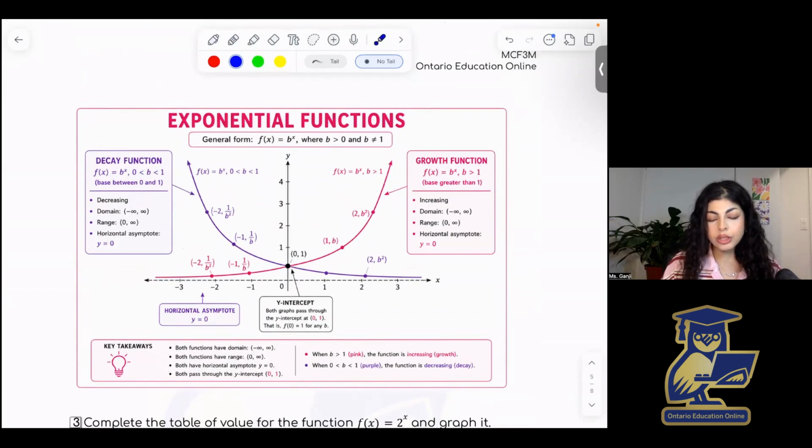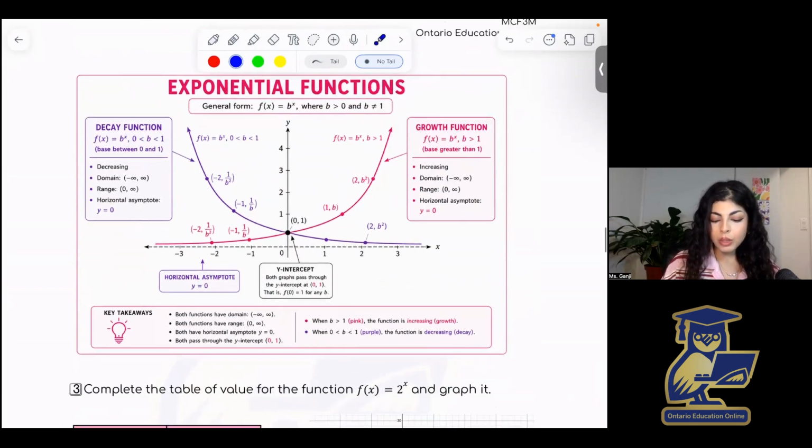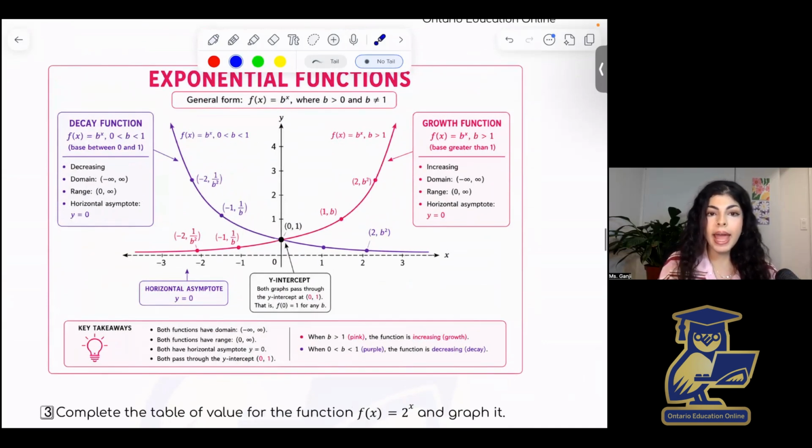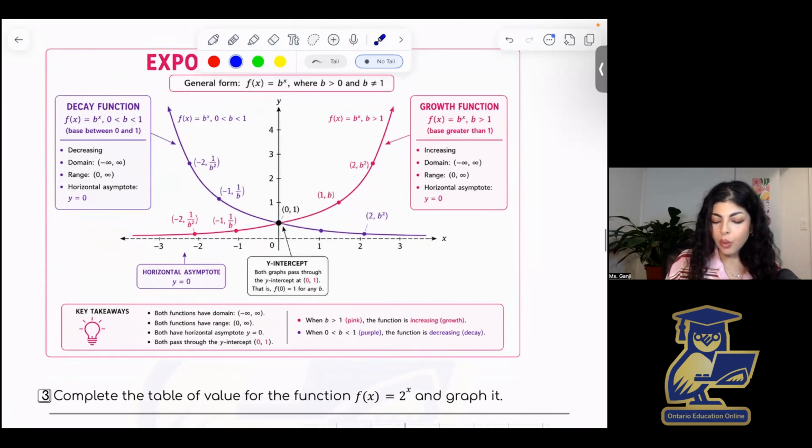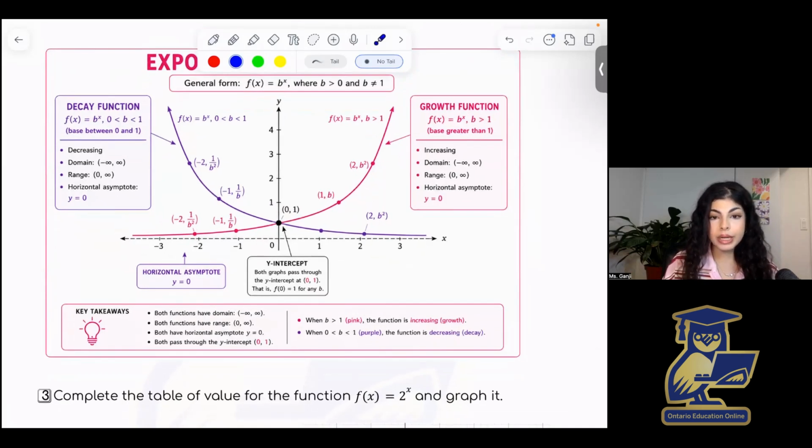So now just looking at exponential functions, and we are looking at the basic form for now, which is just b to the power of x, and we're looking at the growth function and the decay function. And again, we'll get into transformations later on. So with our growth function where the base is greater than 1, so we know it is an increasing function, we know the domain can be all real values, and the range will be greater than 0, so not even including 0. And we have a horizontal asymptote of y is equal to 0.